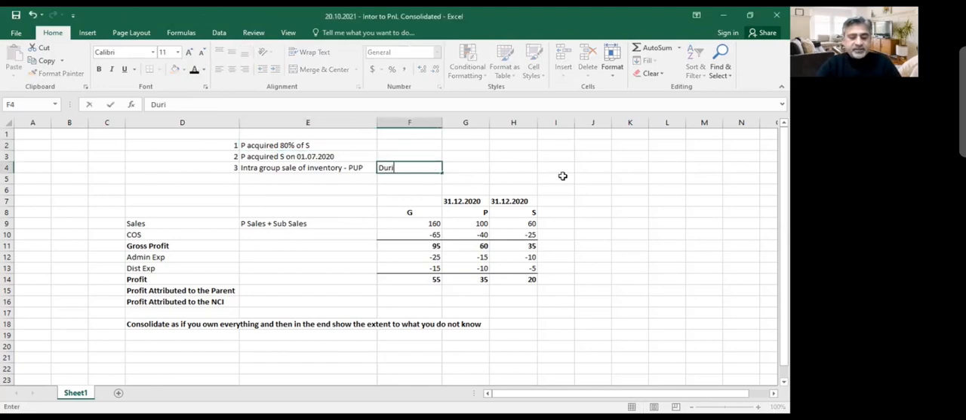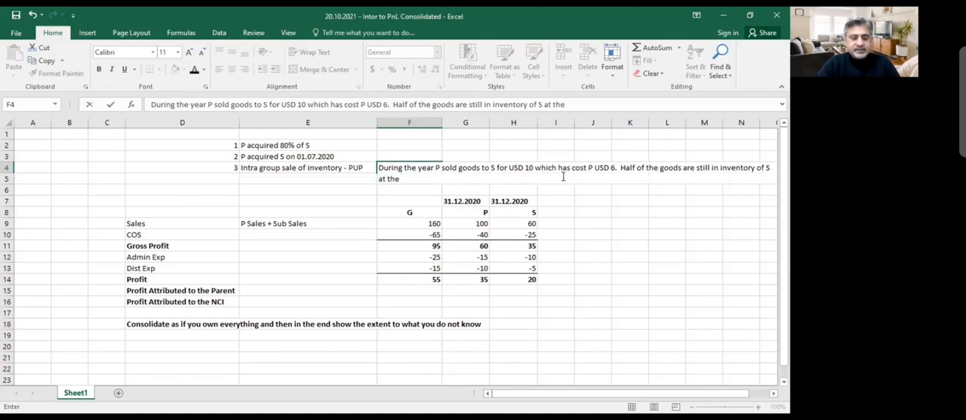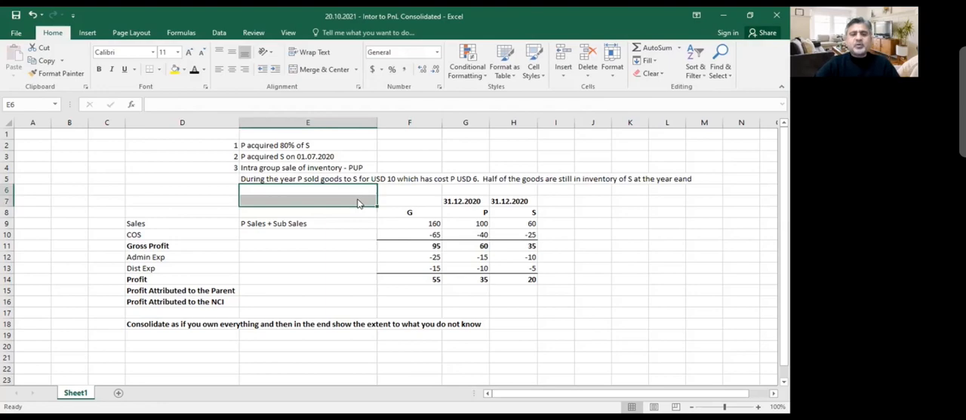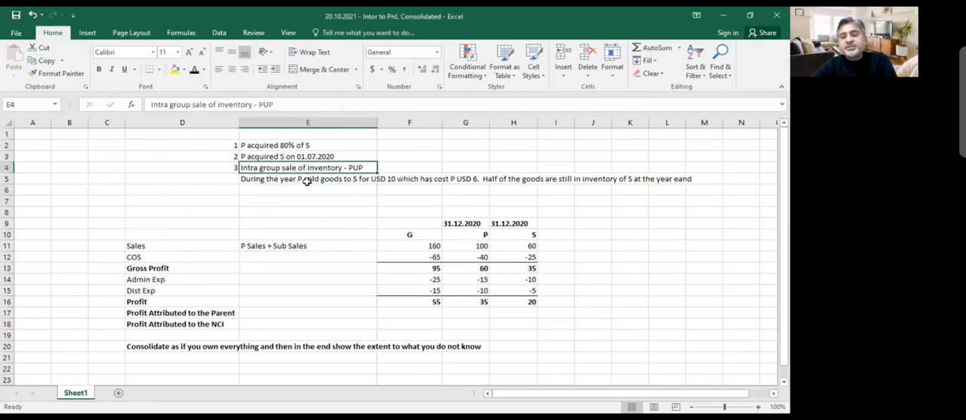Let's suppose that during the year, P sold goods to S for USD 10, which had cost P USD 6. Half of the goods are still in inventory of S at the year end. So I just created this one hypothetical scenario for intra-group sales. So who is selling the goods? It is always important to remember, when you are saying intra-group sales, you need to establish, number one, who is selling, because parent selling to subsidiary or subsidiary selling to parent will be treated differently. They will have a different impact. So first of all, understand who is selling.